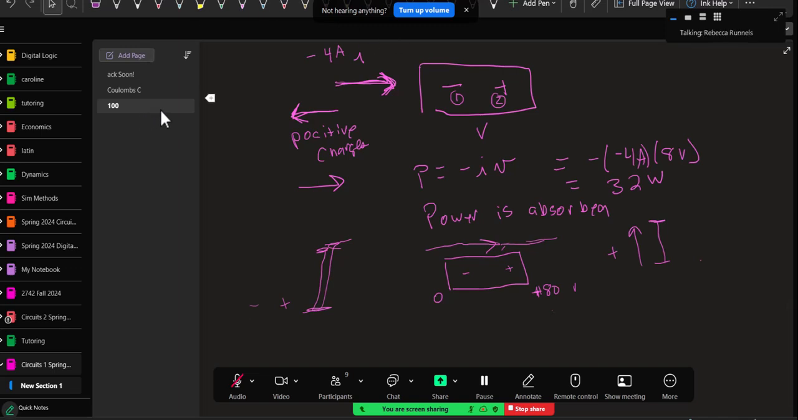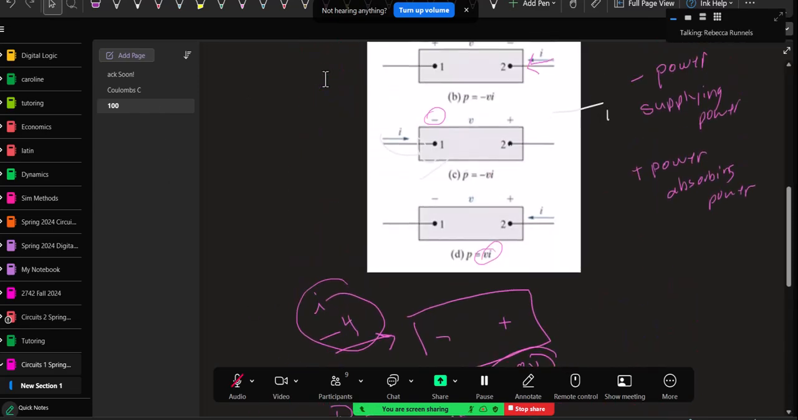Okay. And I think that was it for this one. Oh, yeah, okay. So now let's take a look at this car battery.